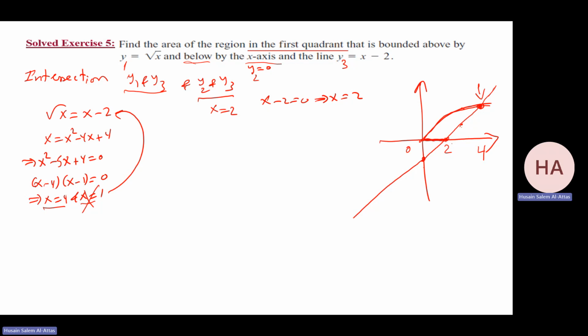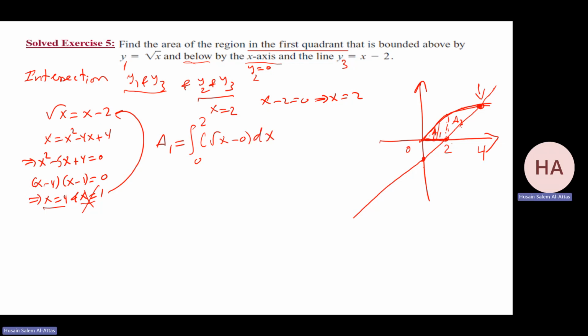I have two areas. If you do this, then I have A1 and I have A2. What is A1? Well, let me see, this is A1 and this is A2. A1 will be the integral from 0 to 2. What is the upper here? With the strip, the upper will be the square root of x, and the lower is 0. Square root of x minus 0 dx.